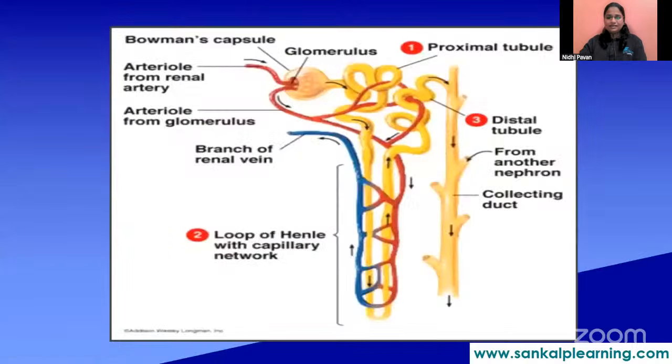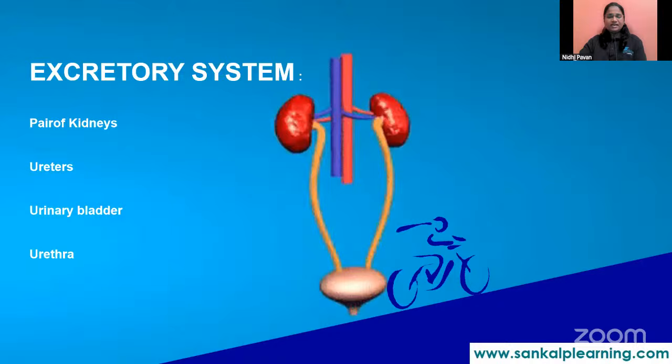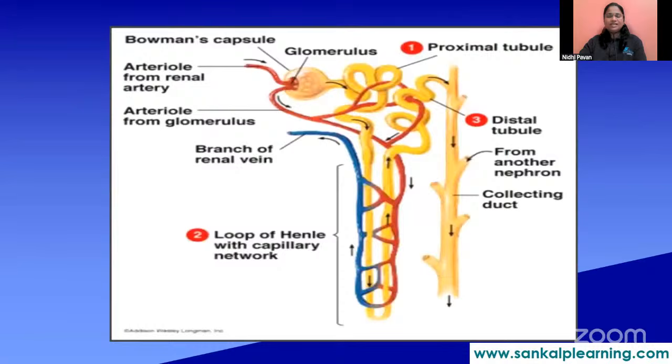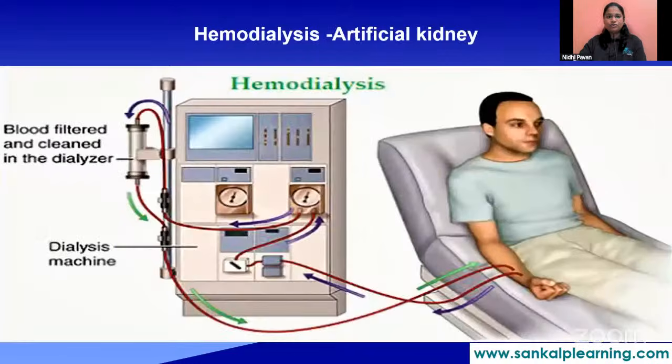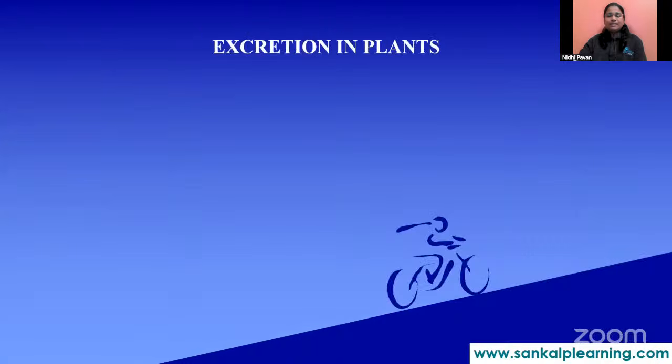Kidneys, ureters, renal artery, renal vein, urethra, urinary bladder. Then we have the nephron. The structural and functional unit of a kidney, or the cell of a kidney, is called a nephron. It has Bowman's capsule, glomerulus, tubes, and finally a collecting duct. Okay, so this is about excretion.